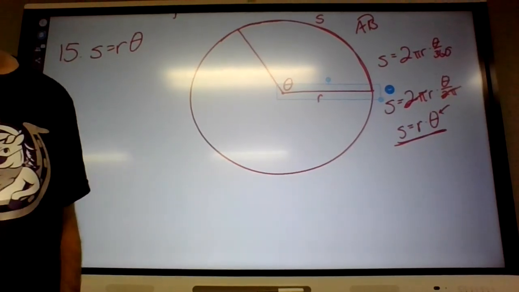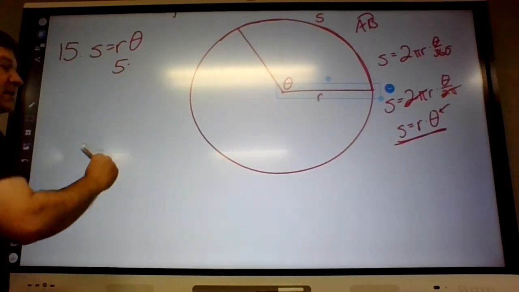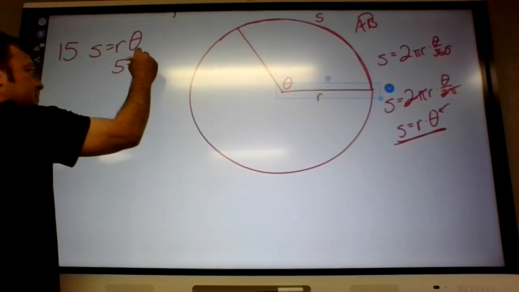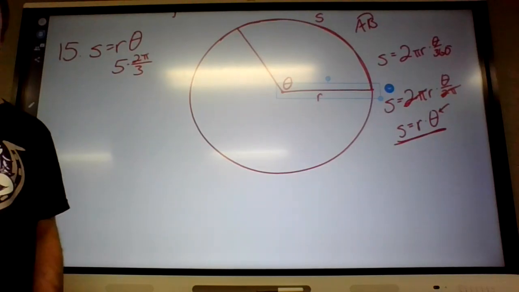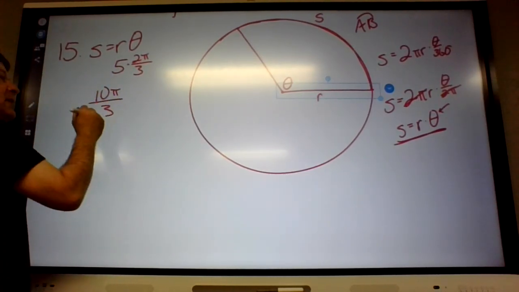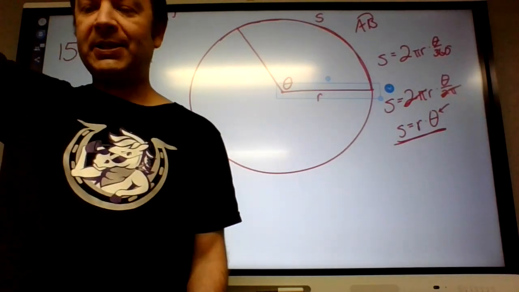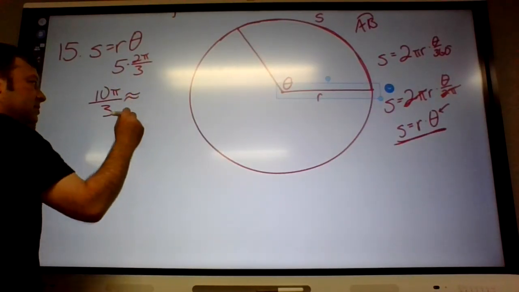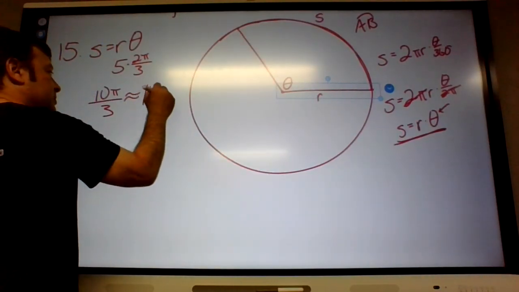Okay, on number 15, we're finding the missing variable. They tell us the radius is 5, and theta is 2 pi over 3, which is definitely radians. So all we have to do is multiply those together. That would be 10 pi over 3, but the directions say round to the nearest tenth place, so we need the decimal form. Hit your decimal button on the calculator, and this comes out to 10.5.